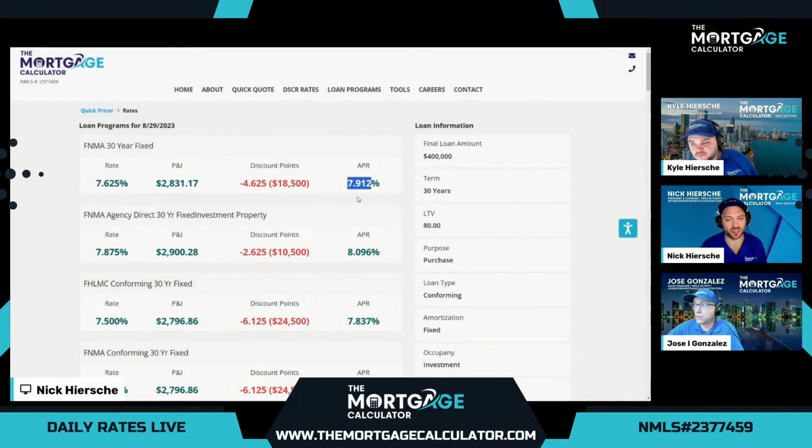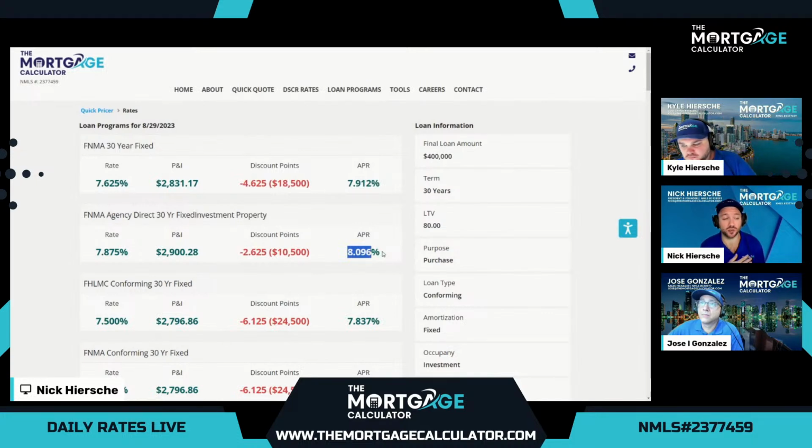Someone has updated their options here, Jose. So there is a legitimate option now. The second one, even though it's a little bit higher APR, actually would be able to be offered. So this is the only realistic option here, 7.875 rate for 2.625 discount points and costs. That puts our final APR at the 8.096. So I would use this as an example.